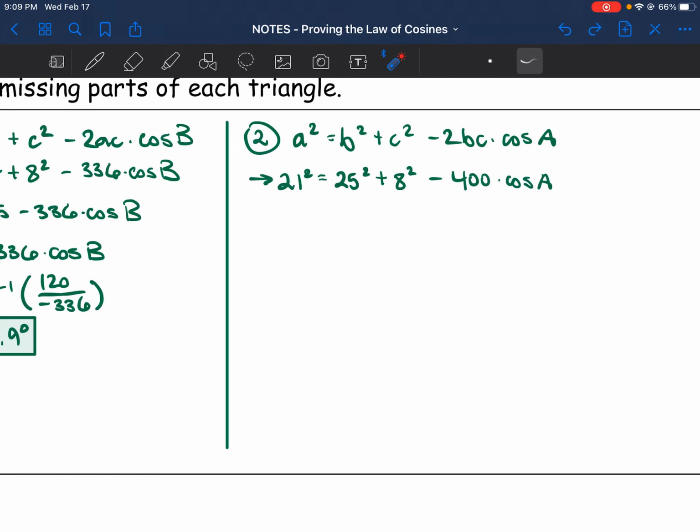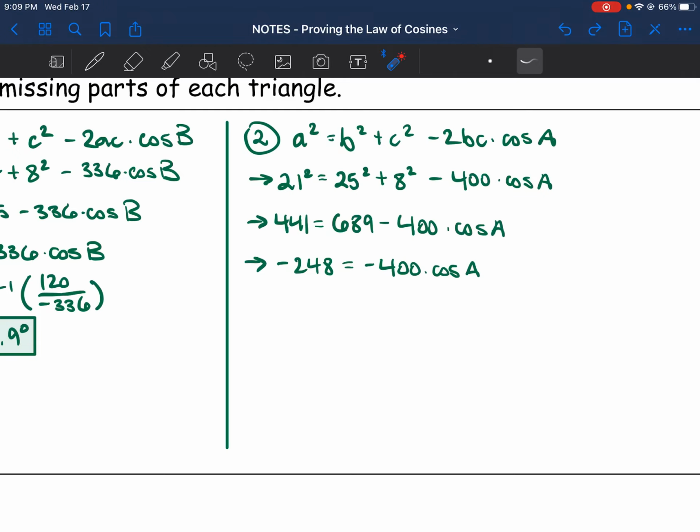Let's start plugging in some pieces here. We know A is 21, B is 25, and C is 8. Again, I went ahead and did this little calculation right here: negative 2 times B times C, that's negative 2 times 25 times 8, which gets us negative 400. 21 squared is 441. 25 squared plus 8 squared, that's 689. Now we need to work on solving for angle A. We know we need to subtract 689 from both sides, and we get negative 248 equals negative 400 times the cosine of A.